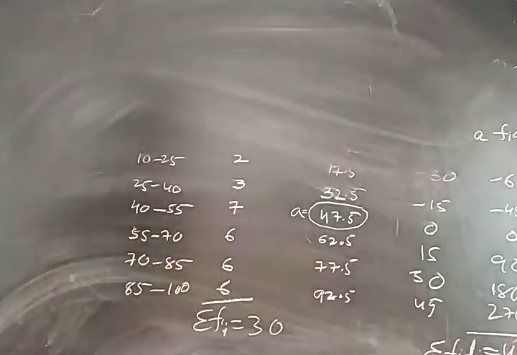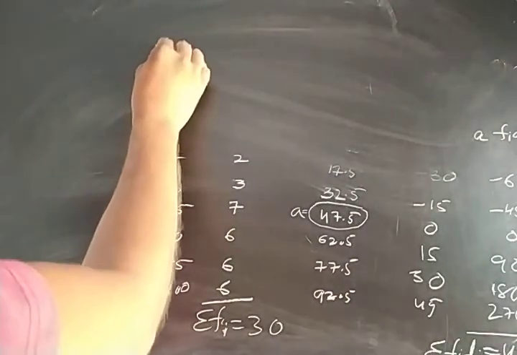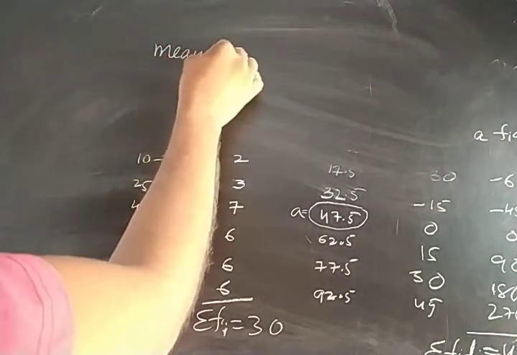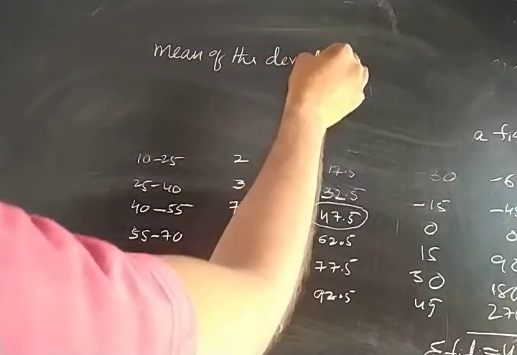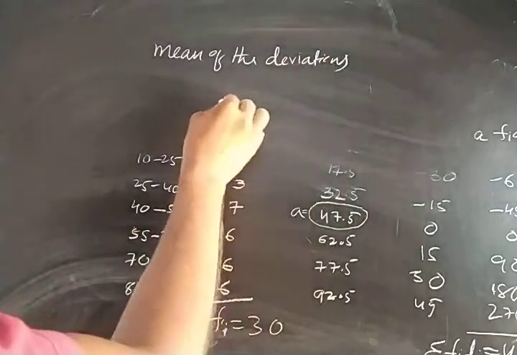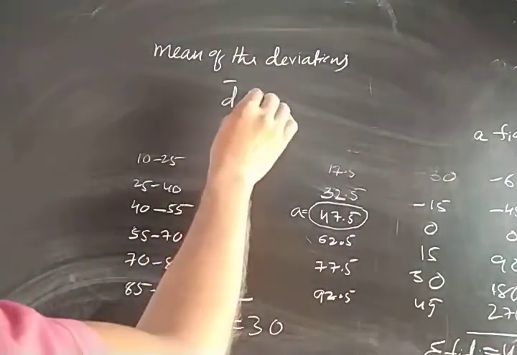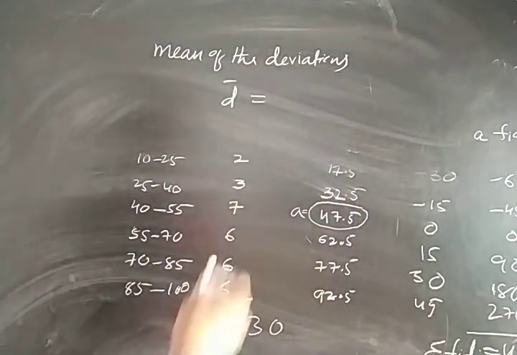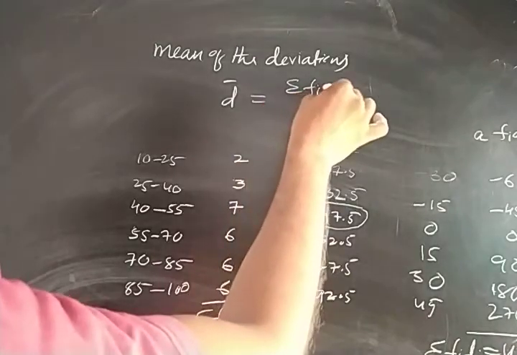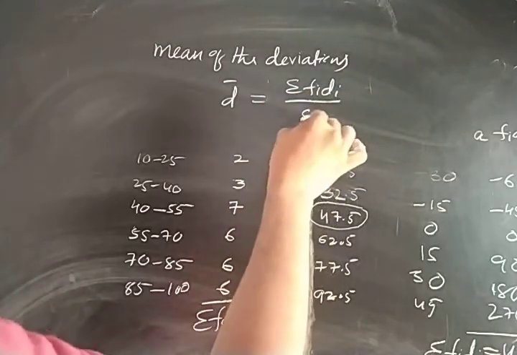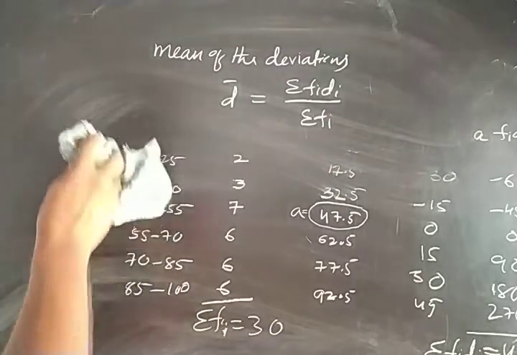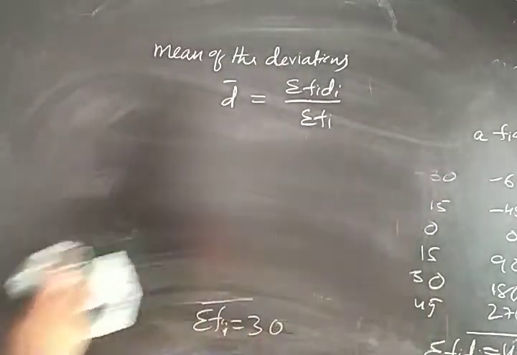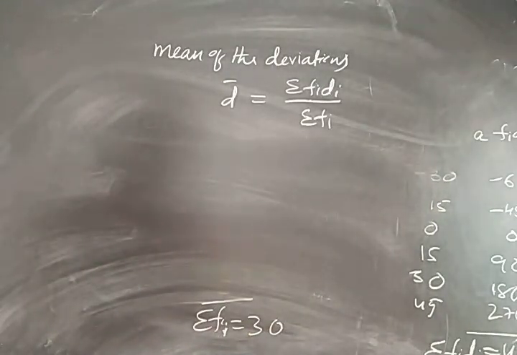After getting Fi into DI, we have to find the mean of the deviations. Mean of the deviations I am denoting by d bar. Why? Because we are finding the mean of deviations. So summation Fi into DI by summation Fi. Okay. So first of all, I will find the mean formula from this.